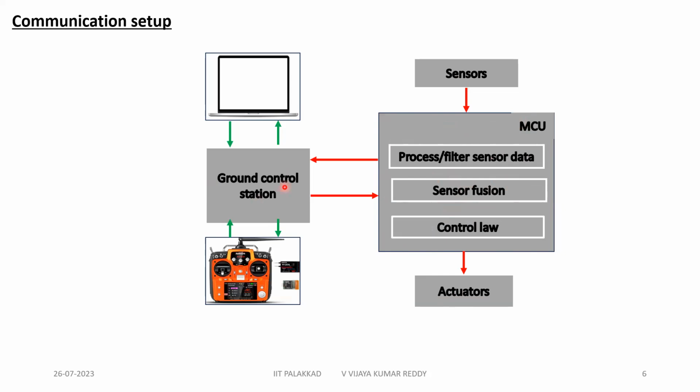Sometimes we have to connect with the ground control station. That means if you want to take data from the drone, plot some data, or send some signals from your computer, we have to use a ground control station. Some wireless transmission will be there, something like Bluetooth transmission or some radio transmitter receiver. Okay, this is the overall communication setup. All this setup will work on some communication protocol.